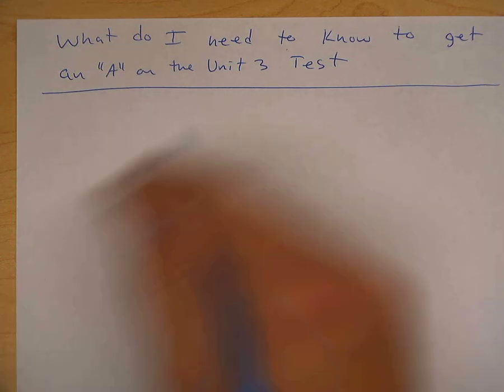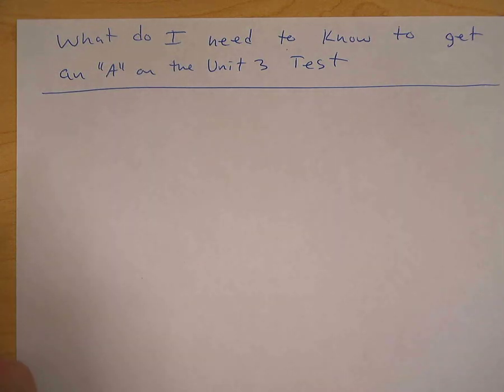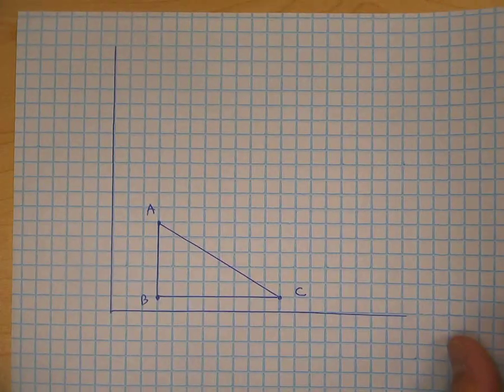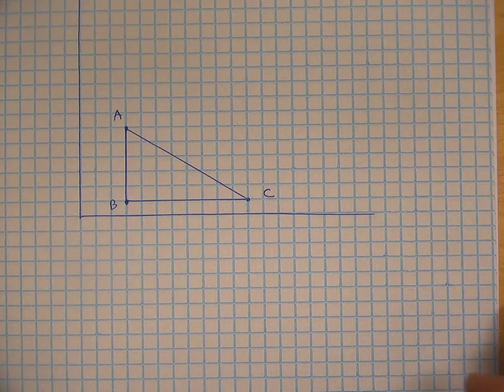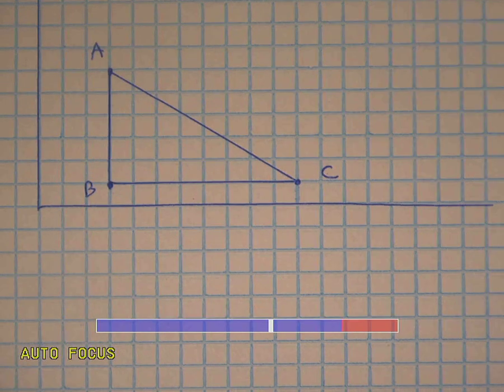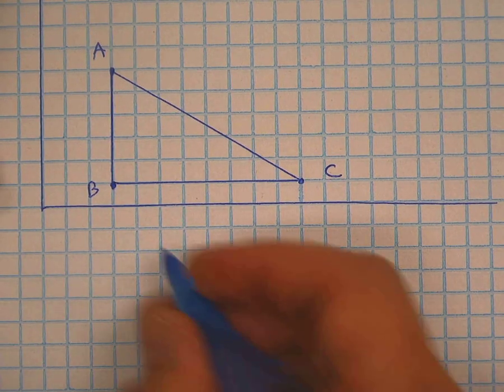All right, so I'm going to have a few things out here. If you need some time to write this down, you can pause it at any time. Now you're going to need a sheet of graph paper, and we want to find the lengths of each of these sides.